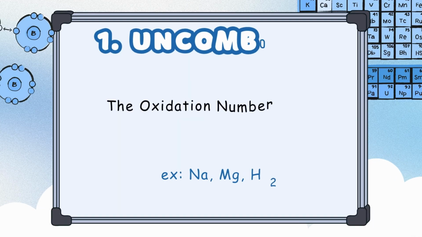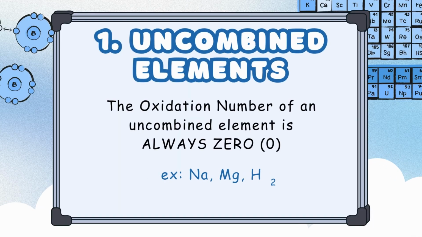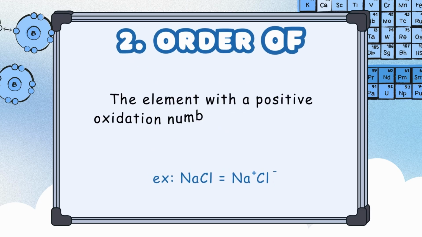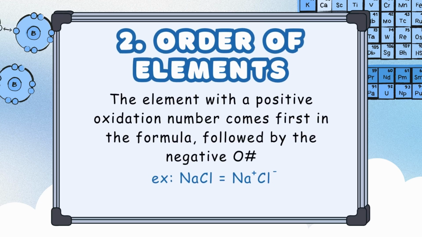Next is the set of rules for determining oxidation numbers of elements and compounds. For the first rule, we have uncombined elements. The oxidation number of an uncombined element is always equal to 0. So we have sodium, magnesium, and hydrogen gas. They all equal to 0 kapag uncombined lang.